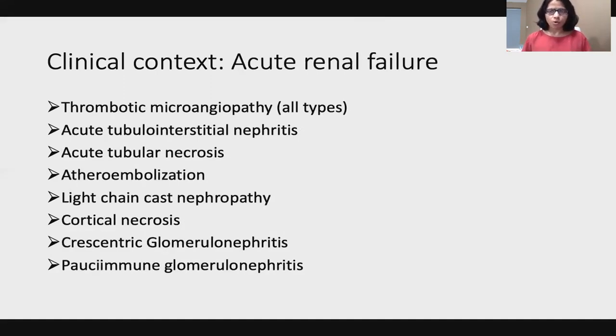The next pigeonhole from the clinical context is acute renal failure. And several diseases can lead to acute renal failure. These include thrombotic microangiopathies, acute tubulointerstitial nephritis, acute atheroembolism, acute tubular necrosis, post-immune necrotizing GN, amongst others.